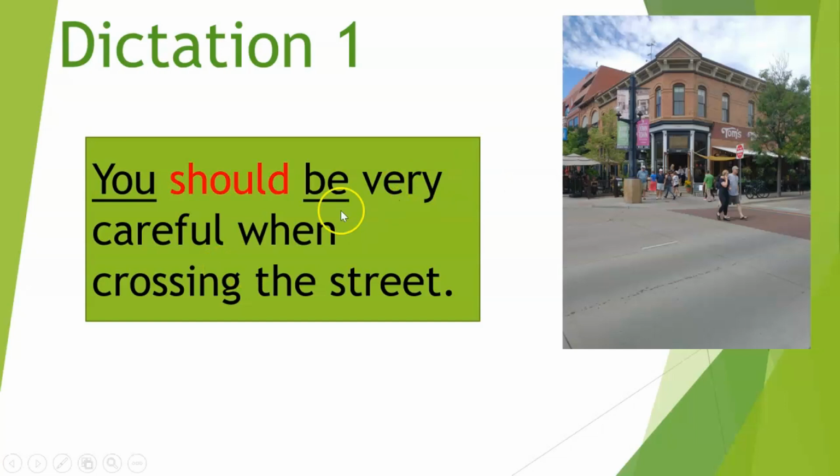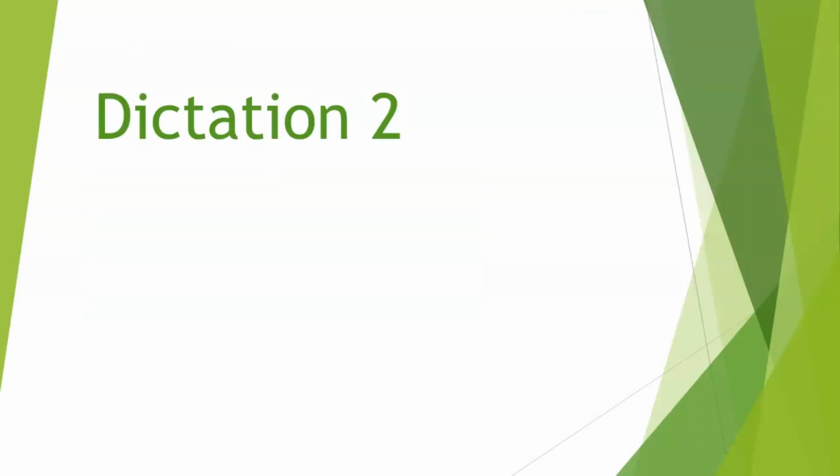Now, in this example, the modal verb is should. You is the subject. And then, of course, we have the main verb. The main verb always comes after the modal. So it's you should be. All right, let's go on to our next dictation.